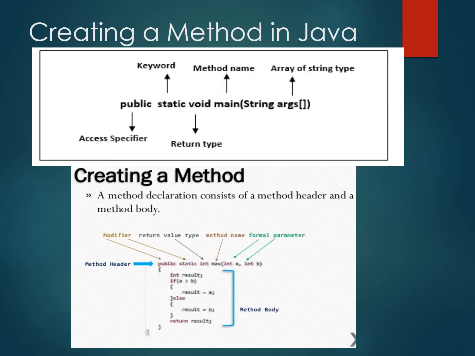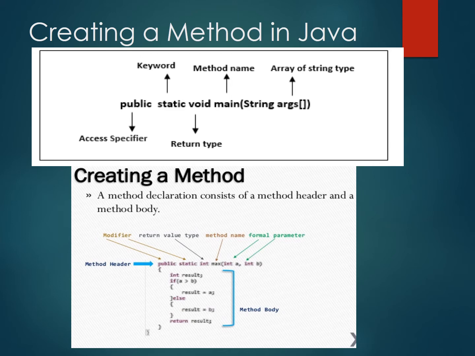Now, what is the syntax of creating a method in Java? The general syntax is, which you have studied earlier also, public static void main. Public is the access specifier here. Static is the keyword, which is also known as the modifier. Void is the return type. Main is the name of the method. And here String args are the formal parameters.